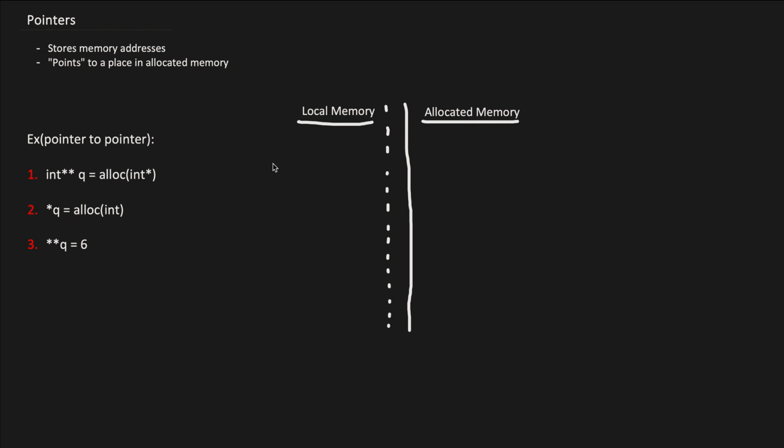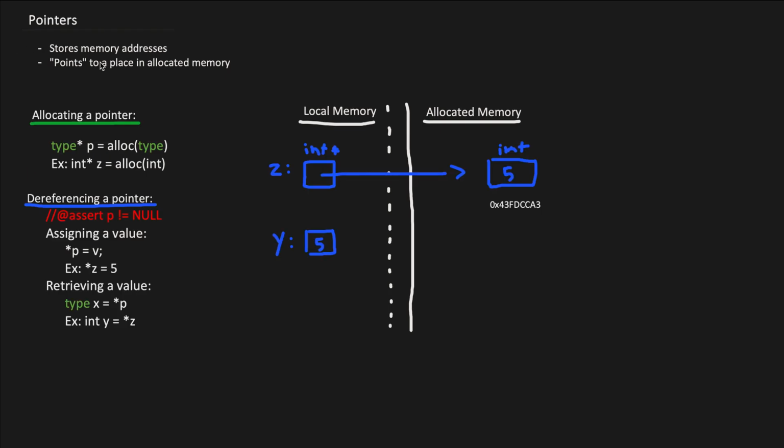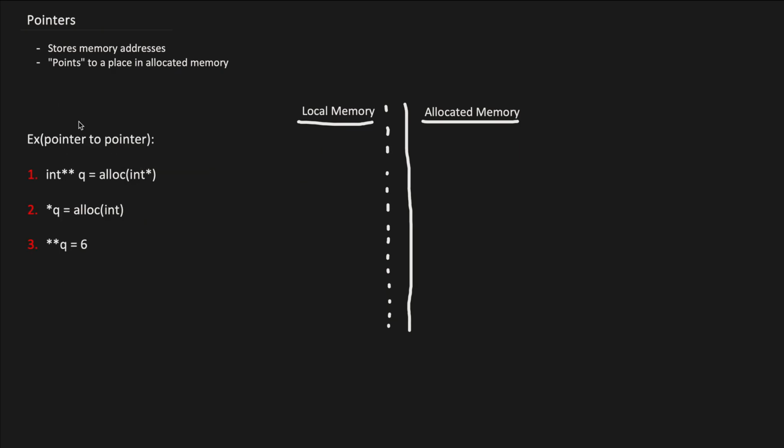So I just want to do another example where, in this case, I want to explore pointers to pointers. So if you remember, in this example, it's type star p is equal to alloc type. This type can be an int, a bool, but it can also be another pointer. So for instance, let's say I do int star star q is equal to alloc int star. This will create a pointer to an int pointer.